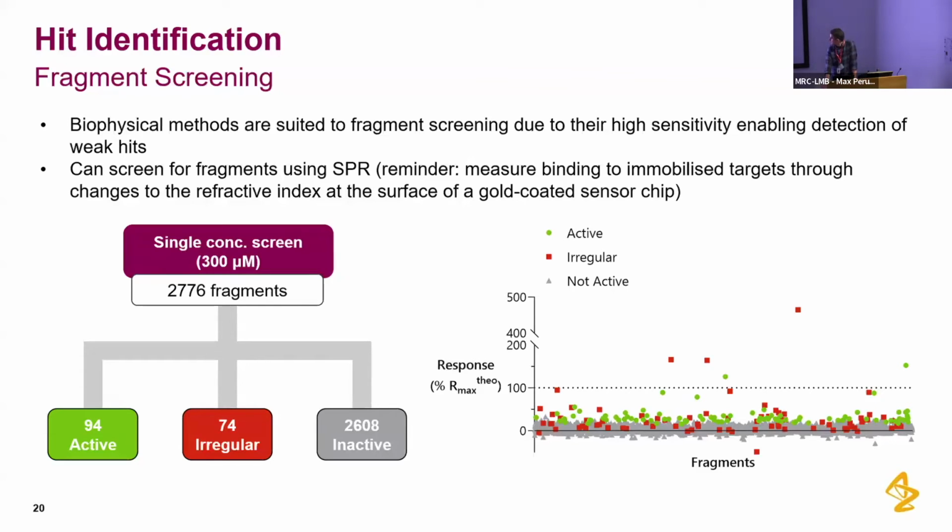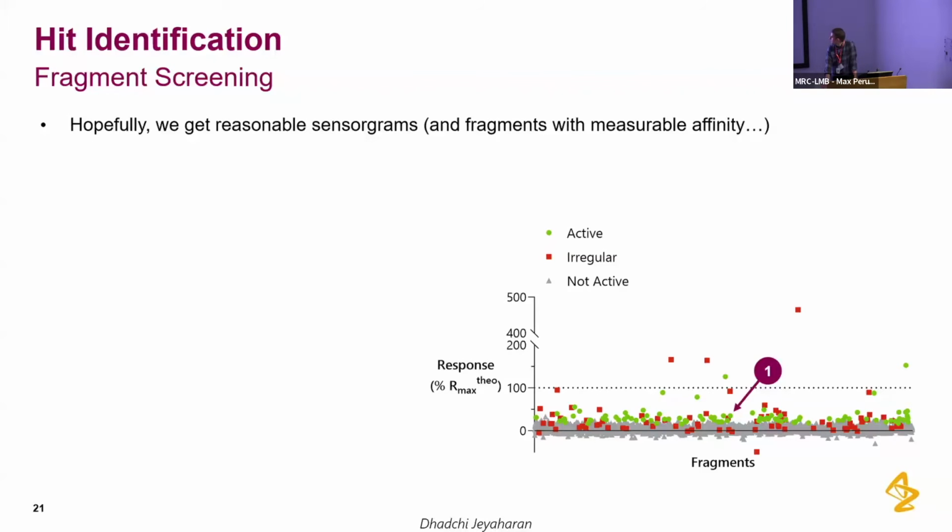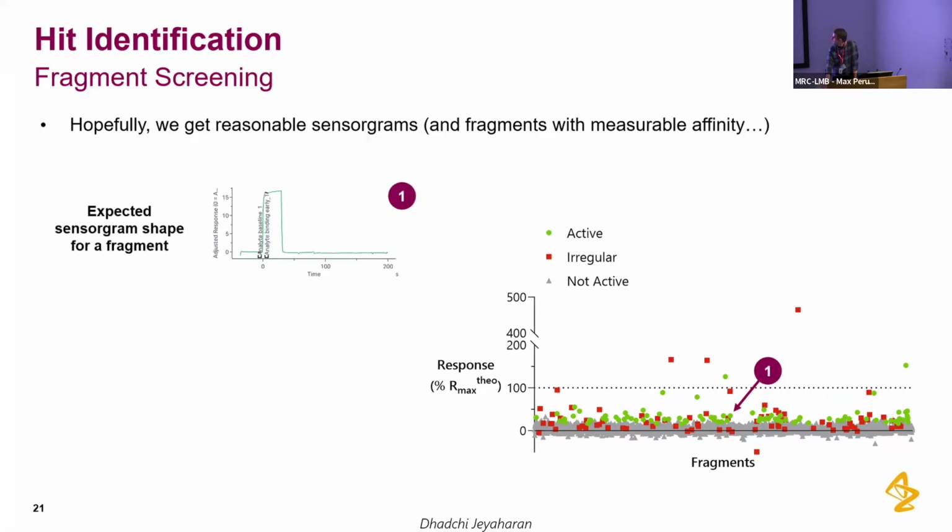What does an active look like, though, in terms of its sensorgram? Well, I've picked this compound here, which has a middle-ish signal, and this is the sensorgram that gives that point there. How can I change the pointer? I can't see the mouse.